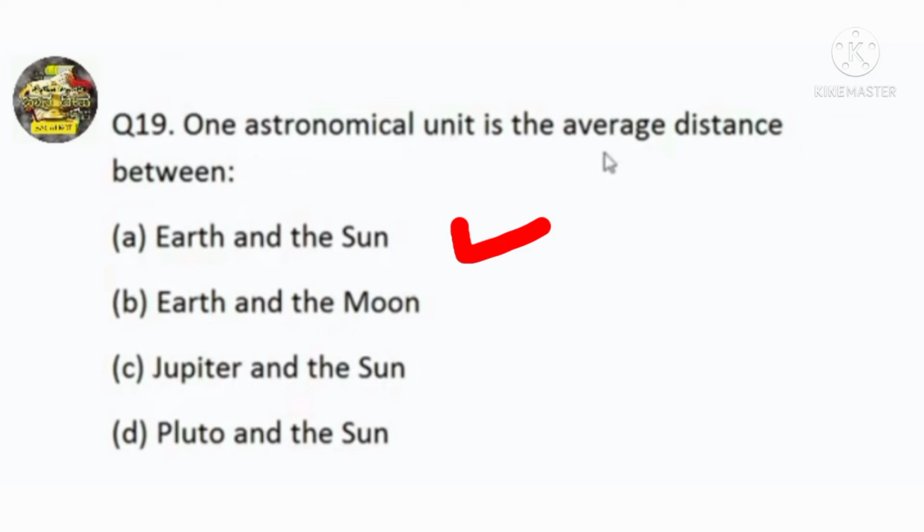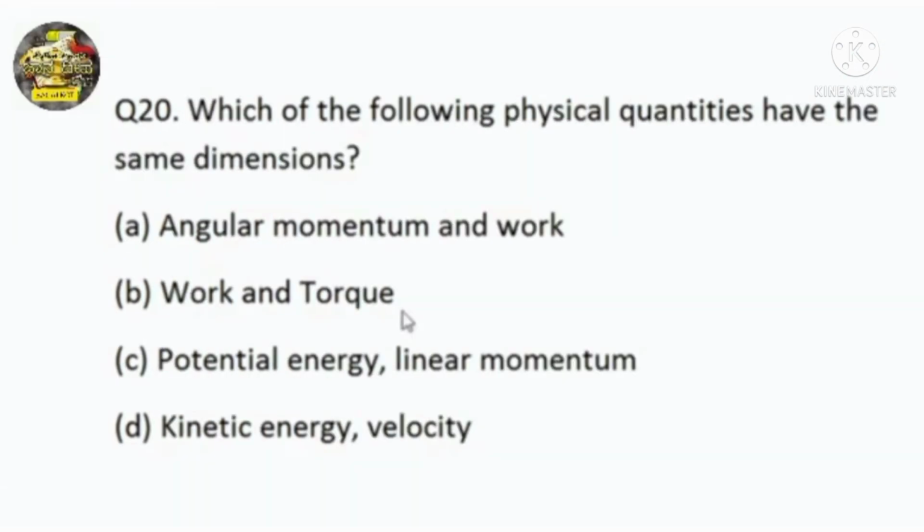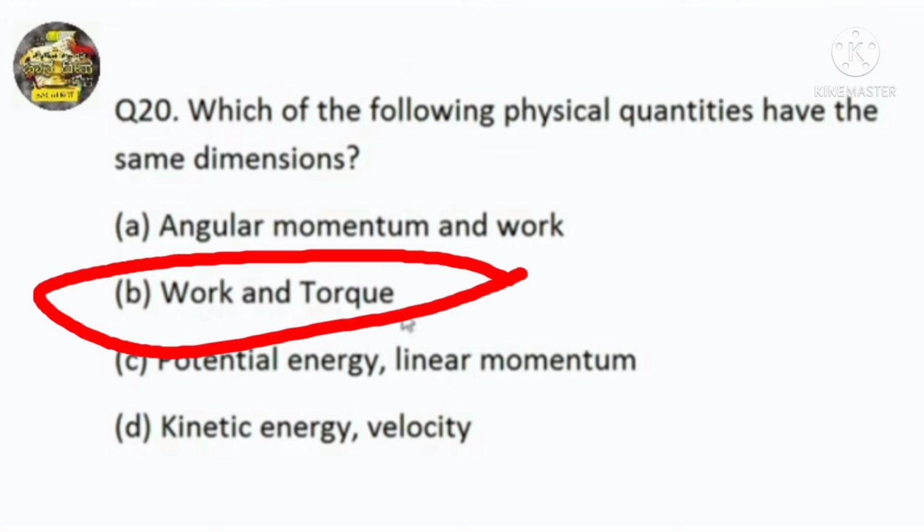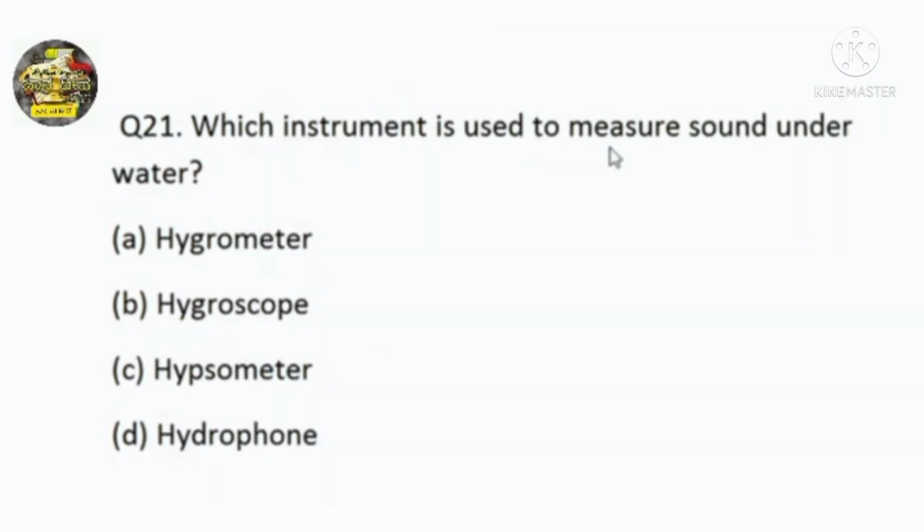Let's move on to the 20th question. Which of the following physical quantities have the same dimensions? Option A, angular momentum and work. Option B, work and torque. Option C, potential energy, linear momentum. D, kinetic energy, velocity. The right answer is option B, work and torque. Friends, let's move on to the next question.